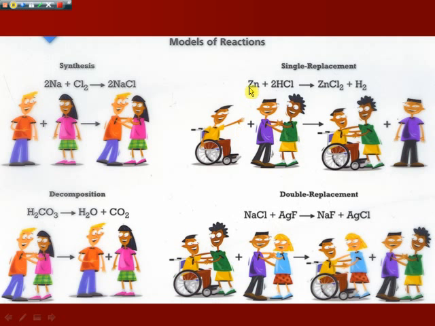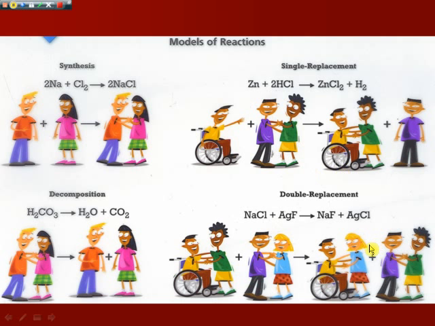To give you a better example, the metal would have to replace the metal, or actually in this case it would be replacing the positive ions. So positive ions have to replace other positive ions, negative ions have to replace other negative ions.